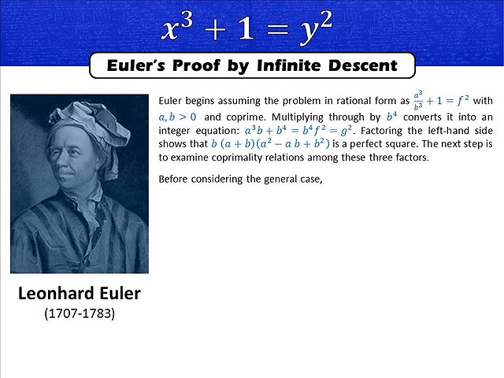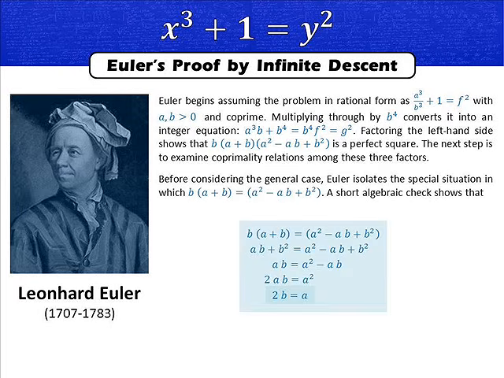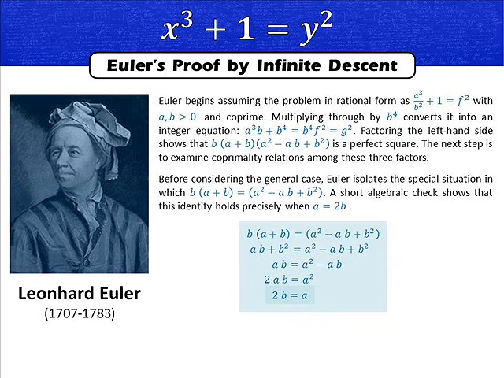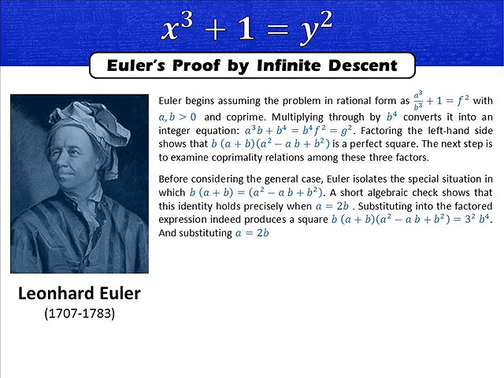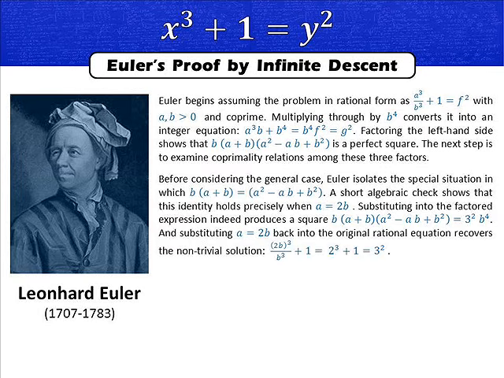Before considering the general case, Euler isolates the special situation in which the product of the first and second factor equals the third. A short algebraic check shows that this identity holds precisely when a equals b. Substituting into the factor expression indeed produces a square, and substituting a equals b back into the original rational equation recovers the non-trivial solution, 2 cubed plus 1 equals 3 squared.